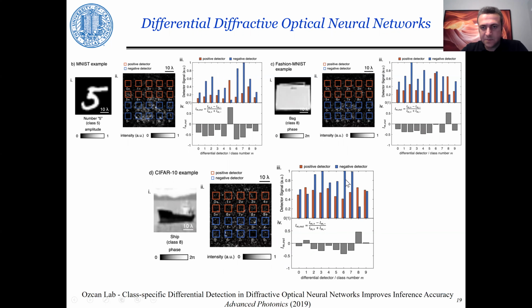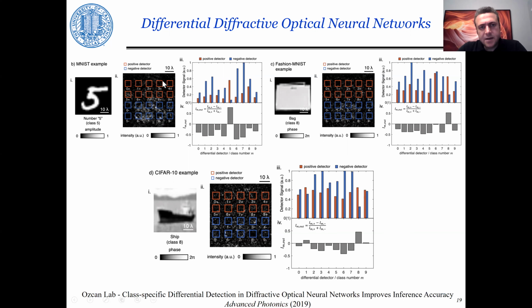For CIFAR-10, a similar thing applies here. Most of them are negative polarity, incorrect classes, and the dominant positive polarity is the correct class. So this is the differential scheme at the cost of having 20 detectors. You can have here better inference.